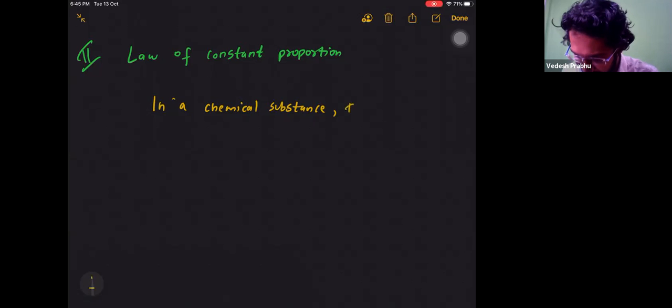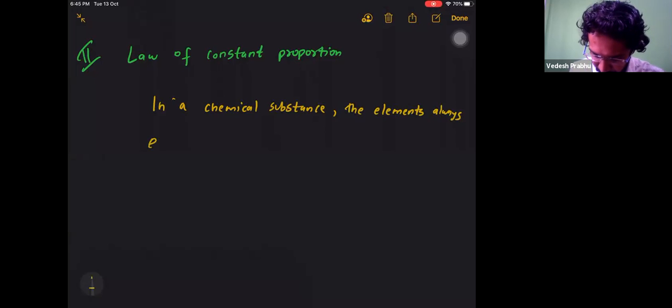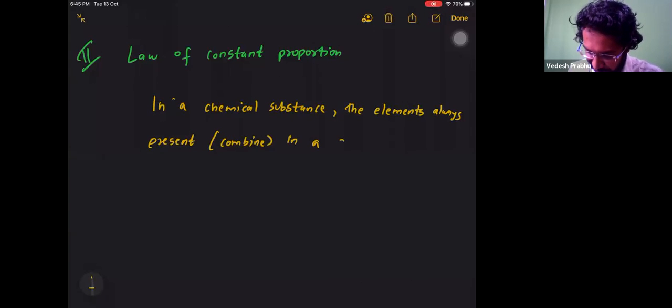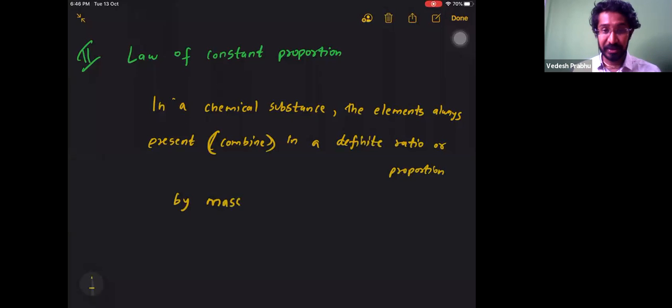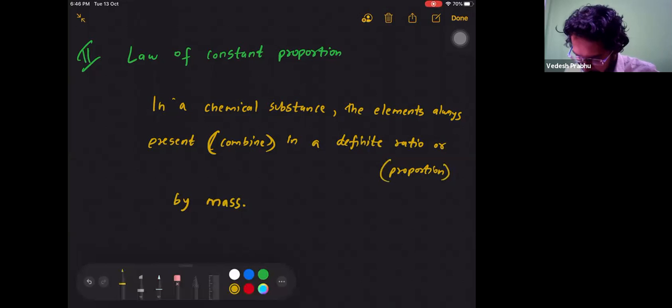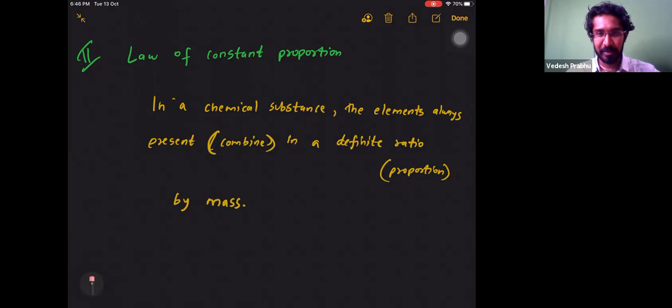So in a chemical substance, the elements always are present, or you can just say combine, in a definite ratio, or you can also say proportion, or proportion by mass. This is important. Here you need to understand that in a chemical substance, the elements always combine in a definite ratio by mass. So what exactly is this? We're going to see this in tomorrow's class.